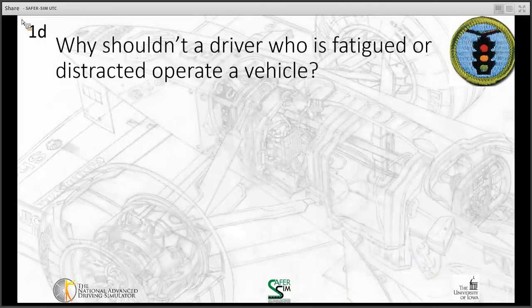So why shouldn't a driver who is fatigued or distracted operate a vehicle? What is fatigue? Fatigued means tired. So drowsy. It's dangerous and many people can get killed doing it. Okay, it's dangerous, not only to you, but it's dangerous to the passenger. Eyes are off the road. Yep, so when you're distracted, your eyes are off the road.